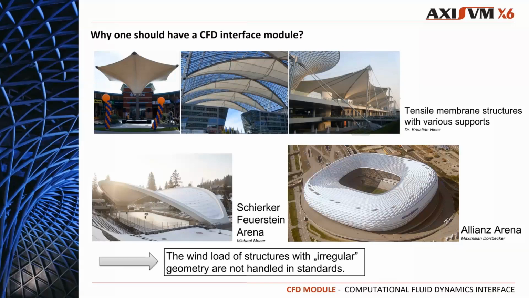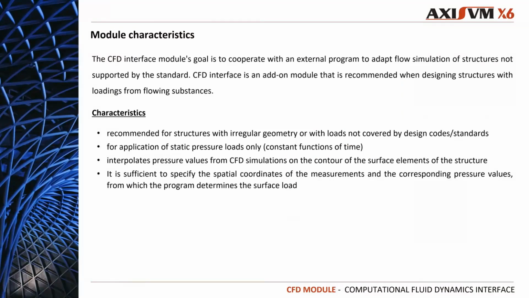So let's speak about the characteristics of the module. The goal of this module is to cooperate with an external CFD program and adapt the flow simulation. So we would like to take into account the results of these CFD simulations, and import the pressure field on our structure. The CFD interface module is an add-on module that is recommended when the engineer would like to design a structure with not too typical geometrical properties.